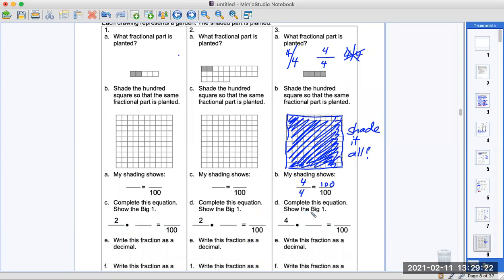Complete the equation, show the big one. 4 out of 4 times what is 100? You can find that number by doing 100 divided by 4. Gives you that big one. 4 times 25 is 100 out of 100. Find the big one.